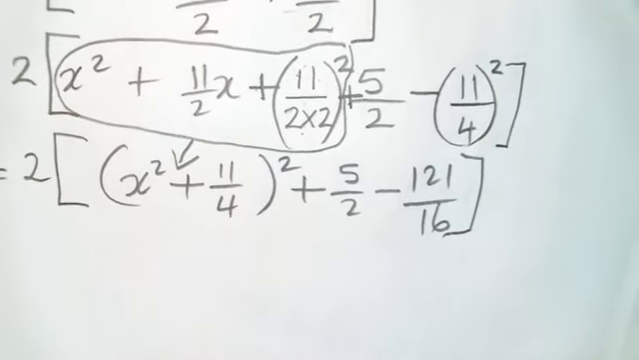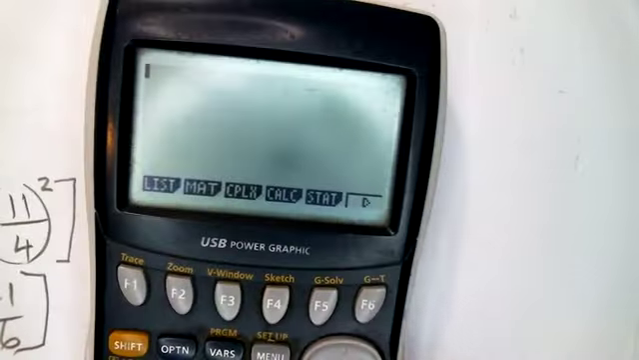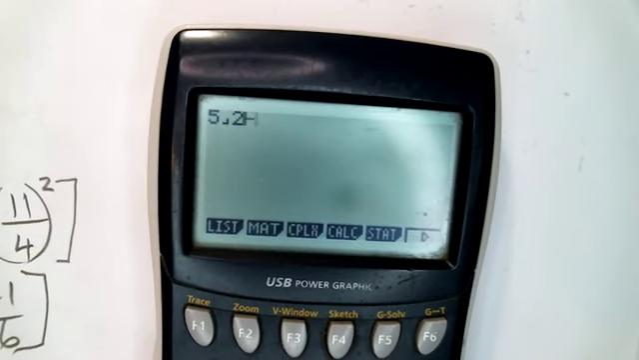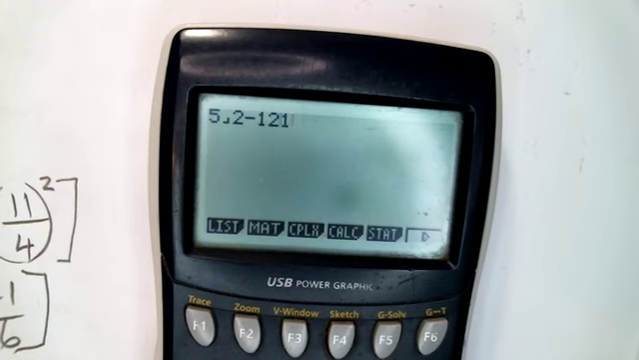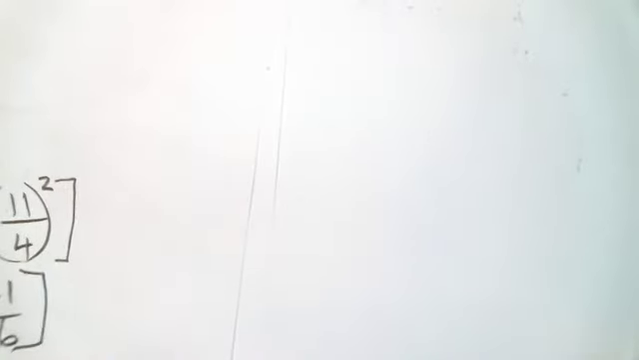Okay, so now let's take a look. We're going to tidy this up. In fact, I'm just going to throw that straight into the calculator, see where we land. So we've got a 5 on 2, and I'm going to subtract 121 over 16. Where do we get? Negative 81 on 16.